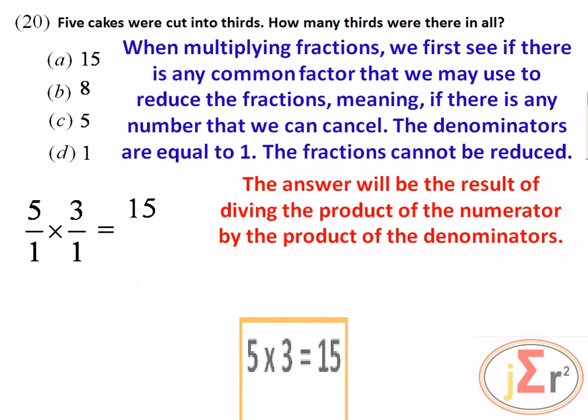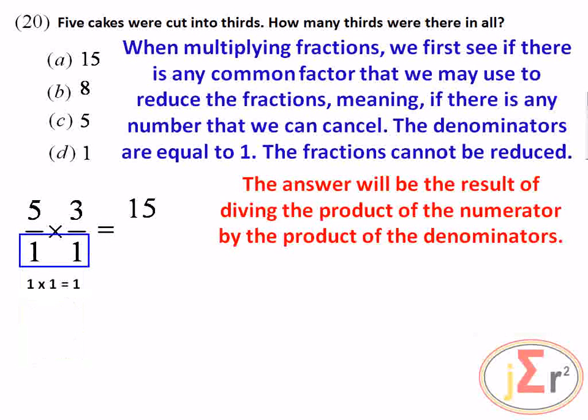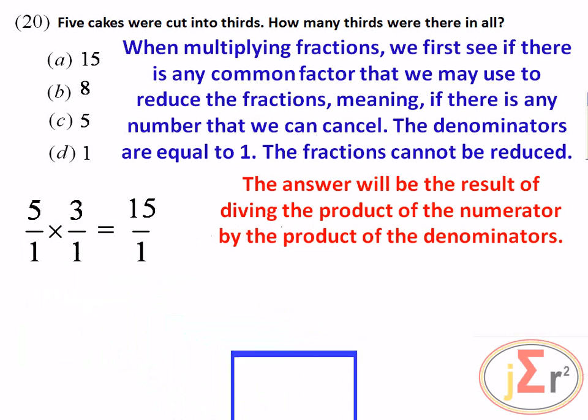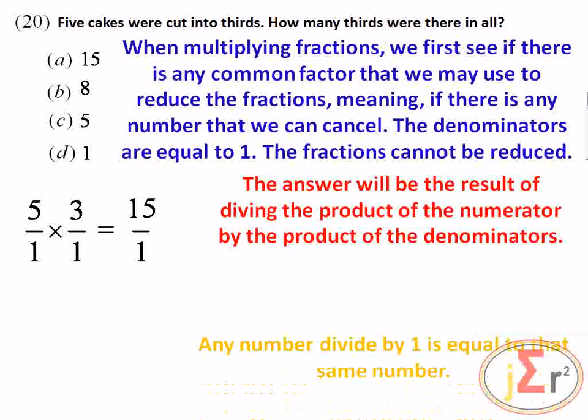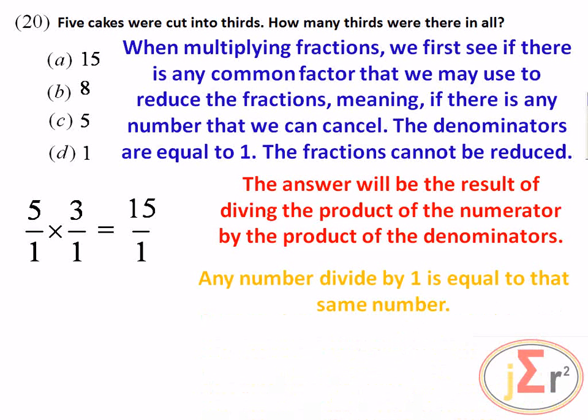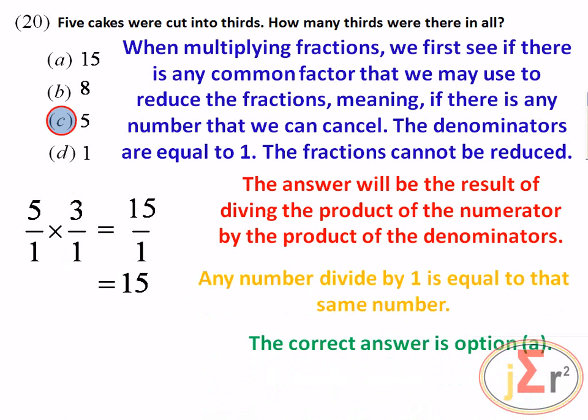Then we multiply the denominators. 1 times 1 will be 1. So we will divide 15 by 1. 15 divided by 1, what do we get? Any number divided by 1 is equal to that same number. 15 divided by 1 is equal to 15. The correct answer is option A.